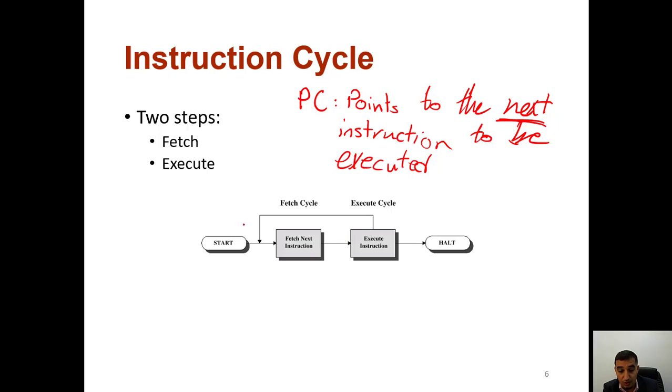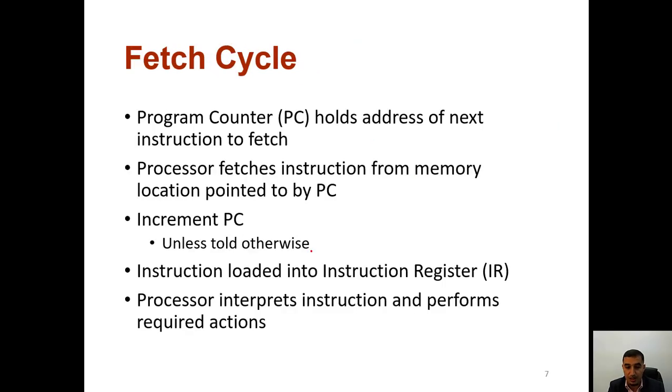So you start your cycle with the start, then you fetch the next instruction, then you execute the instruction, then you go back and fetch the instruction once more. This will take the CPU into an infinite loop unless something else happens. If your CPU is in that infinite loop, it's called the fetch-execute cycle.